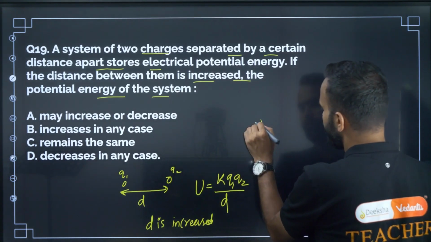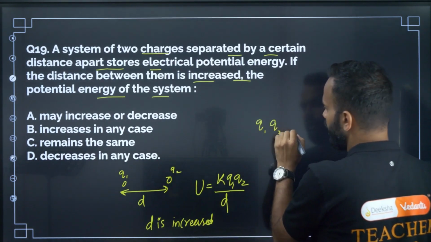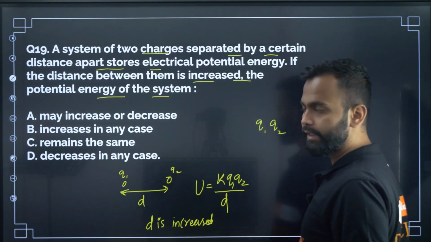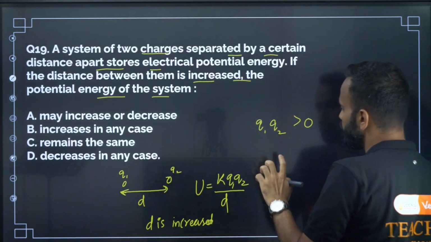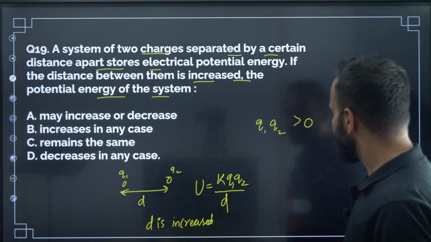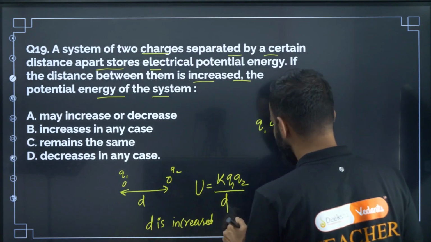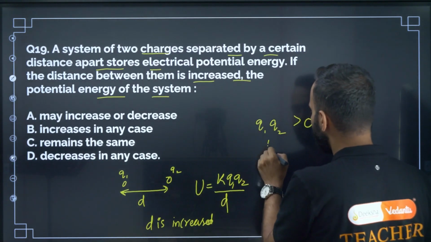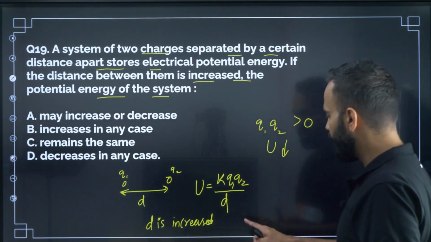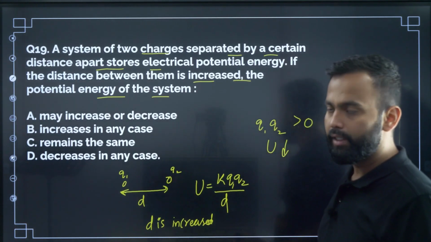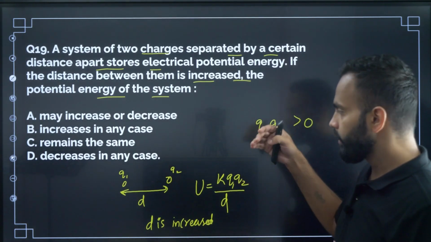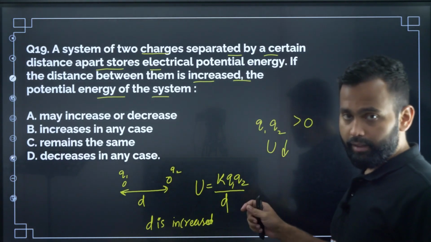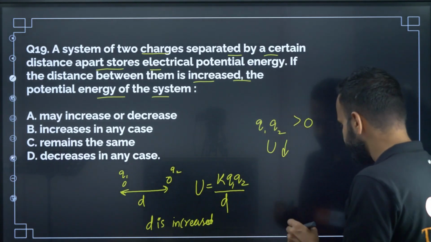If q1 and q2 are positively charged, that is like charges, q1 into q2 is greater than 0. Then the potential energy decreases. If q1 and q2 both are positive, then potential energy decreases as d increases. Or, electrical potential energy stored decreases as the separation increases.